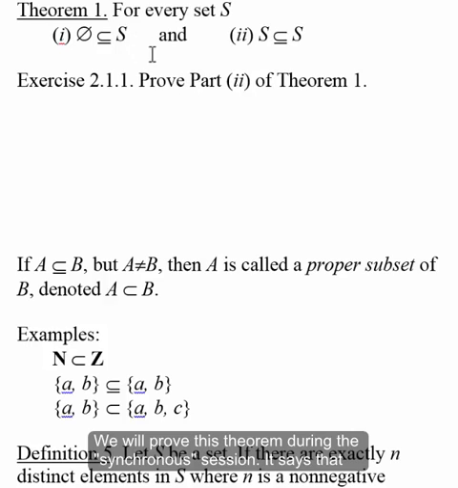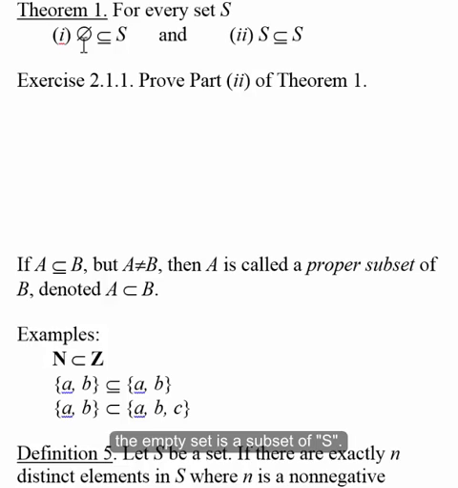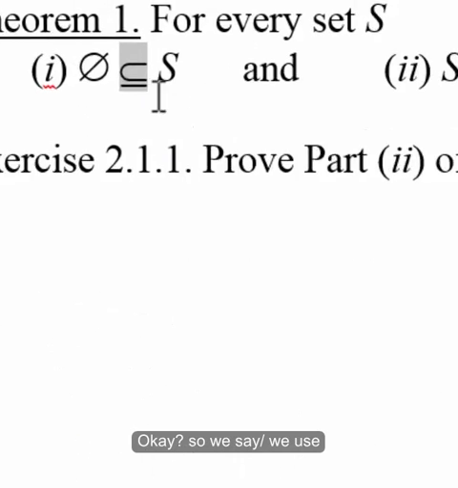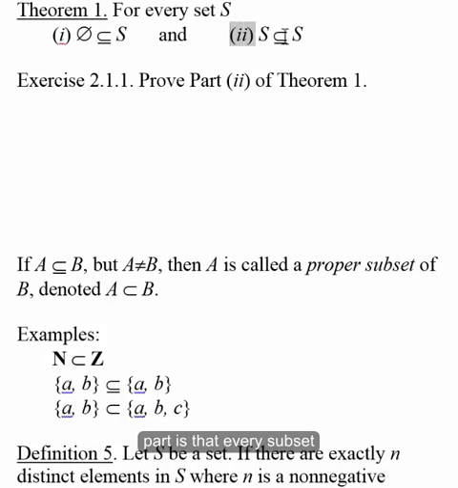We'll prove this theorem during the synchronous session. It says that for every set S, and then we have two parts. Part one is the empty set is a subset of S. We use that symbol to denote subset. And the second part is that every set is a subset of itself.